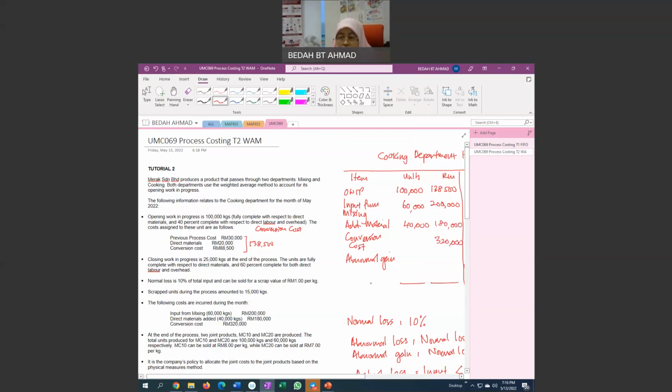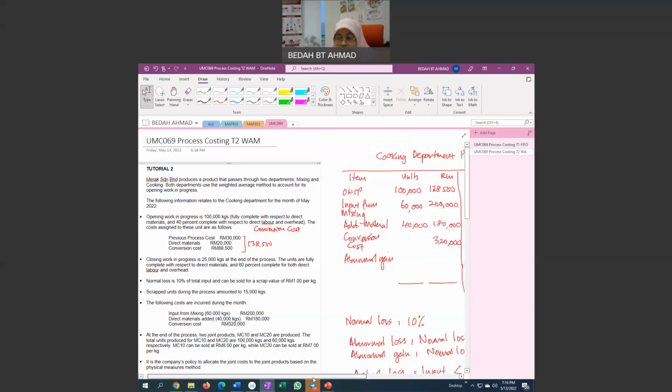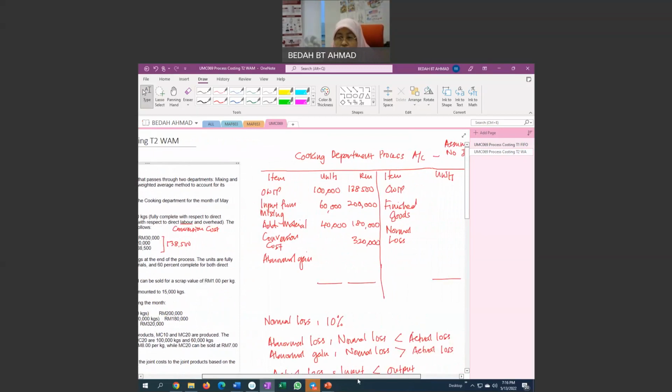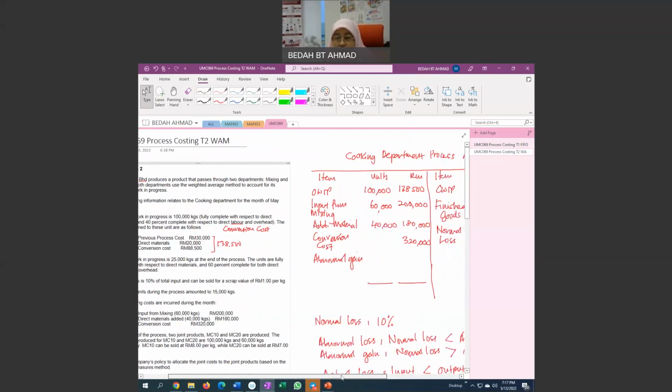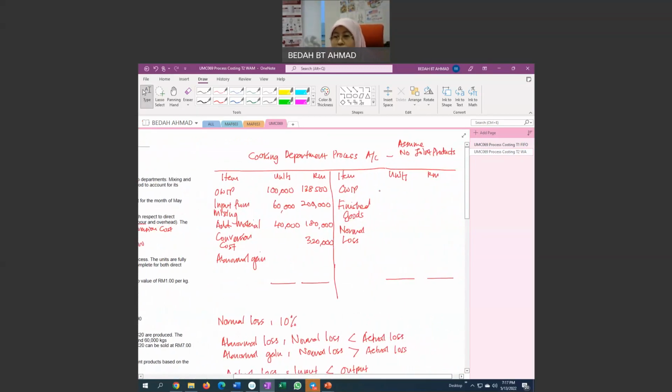Now we come to the credit side. We have the closing work in progress, which is given in the question here as 25,000. The value for the closing work in progress, we will wait until we prepare the statement of equivalent units and the statement of evaluation.